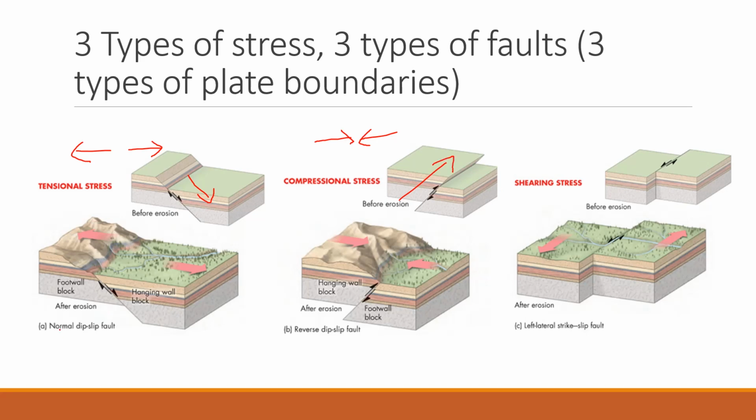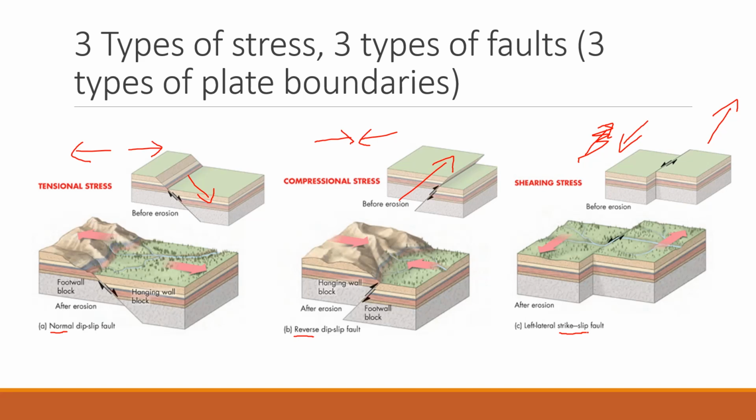Oh, I can underline these. And then shearing stress, we will just slide things past each other. I did that wrong. It's going that way. So we will slide things past each other. We don't actually have a hanging wall and a footwall in this case. We call this a strike slip fault. Strike is the direction of the fault as a line.